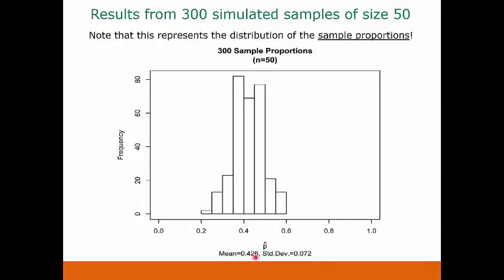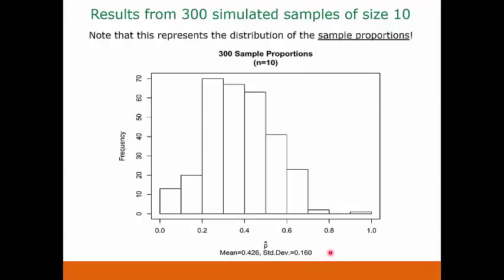Our mean for this, again, is 0.426. The standard deviation is 0.072. It's a little bit smaller than the standard deviation for our samples of size 10 because that was 0.160.